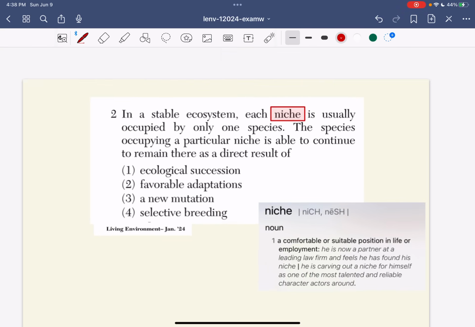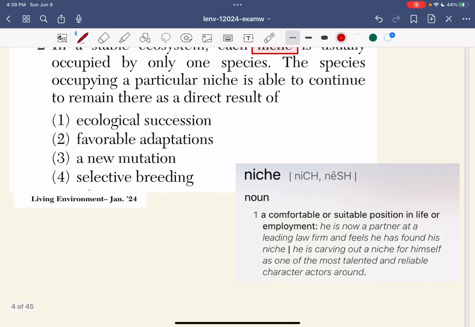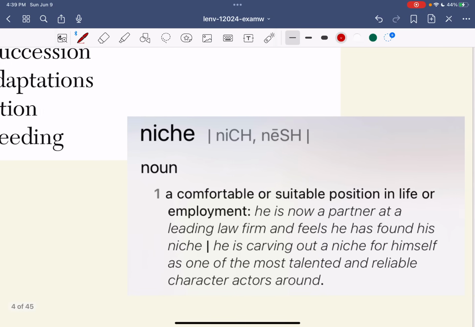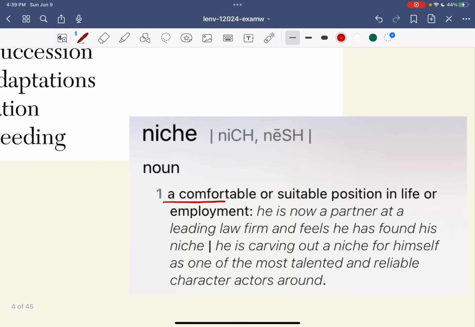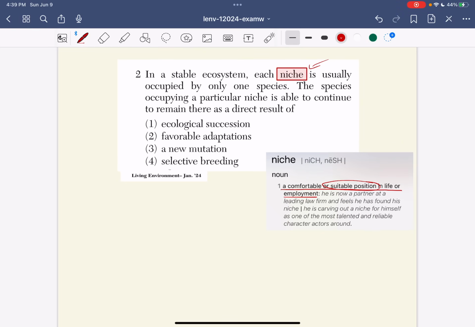Let's take a look at number 2. Okay, another very important vocabulary word: niche. What is a niche before we read the question? A niche is a comfortable or suitable position in life or employment. So a niche is an area where a living organism lives, where it's comfortable and it can thrive.